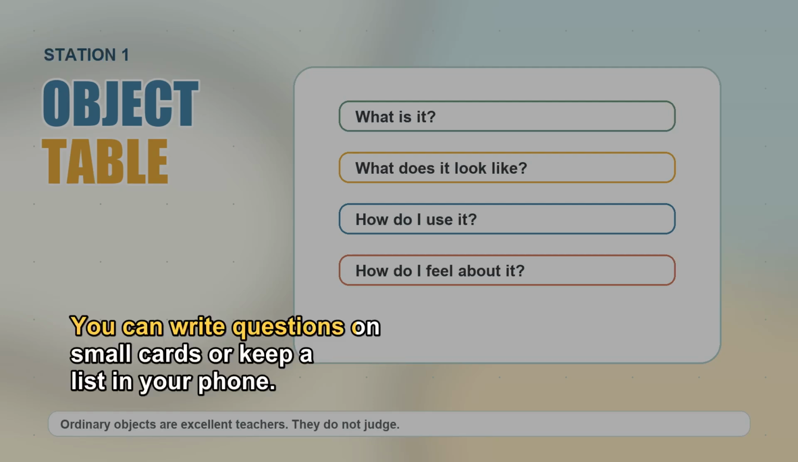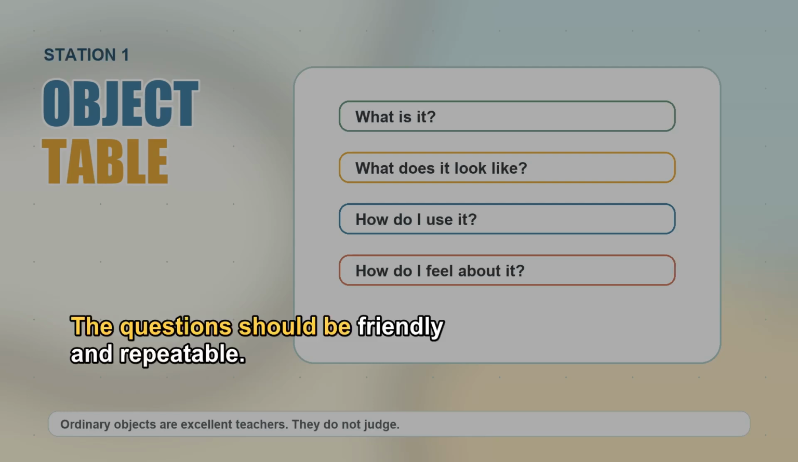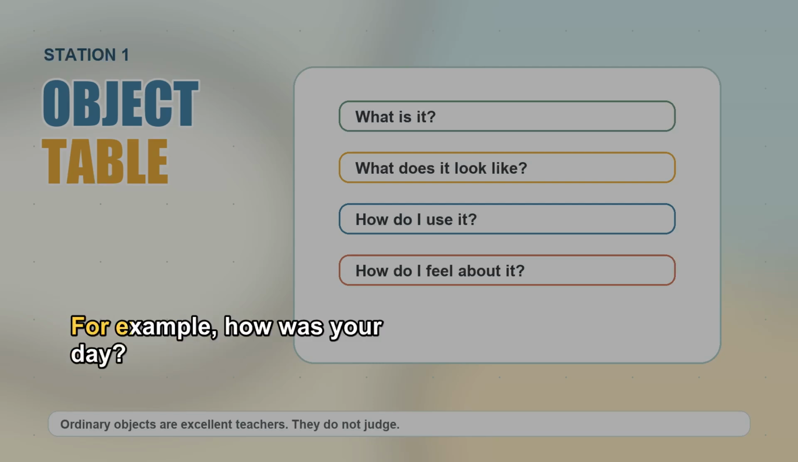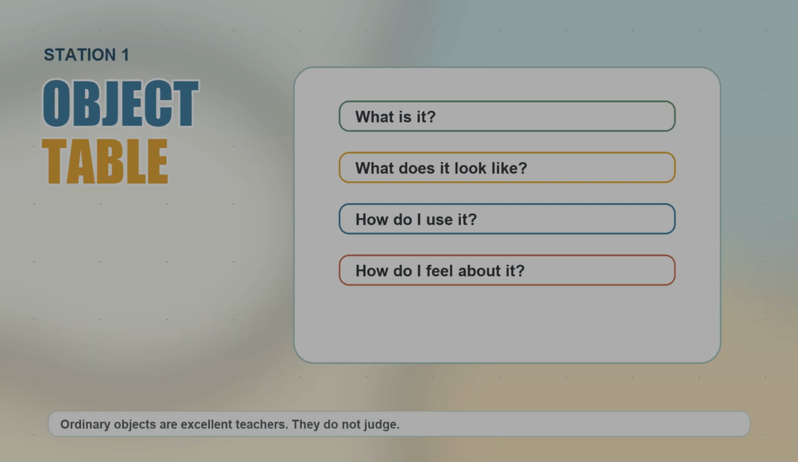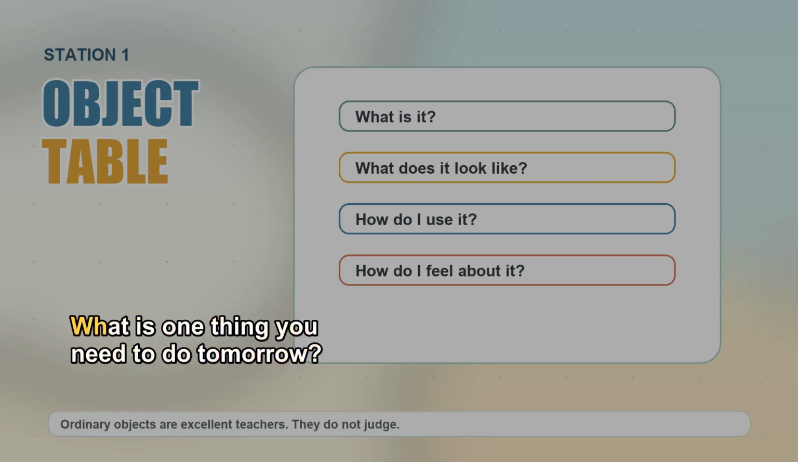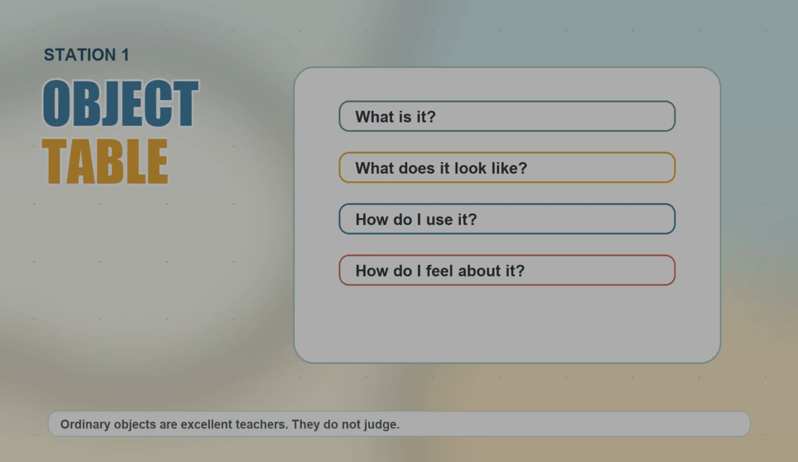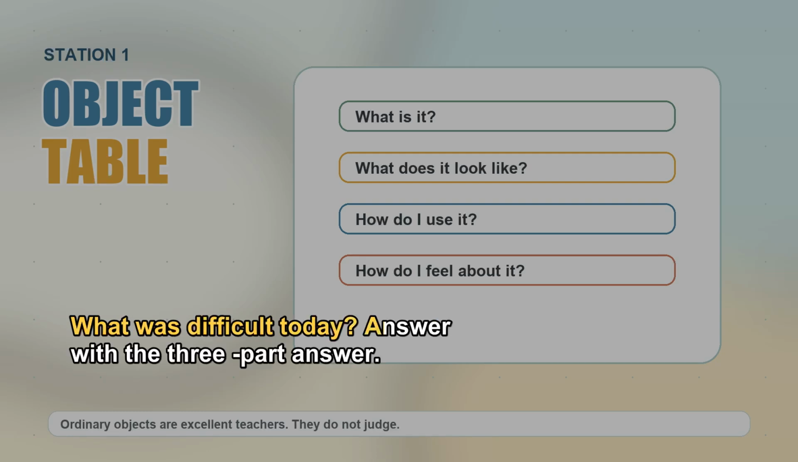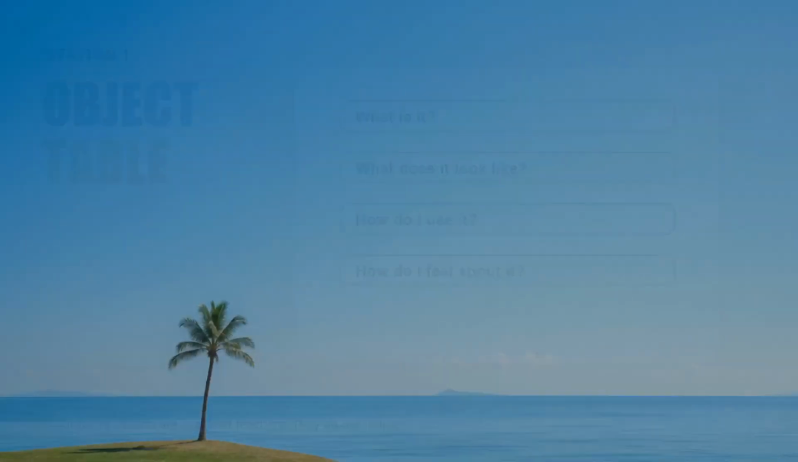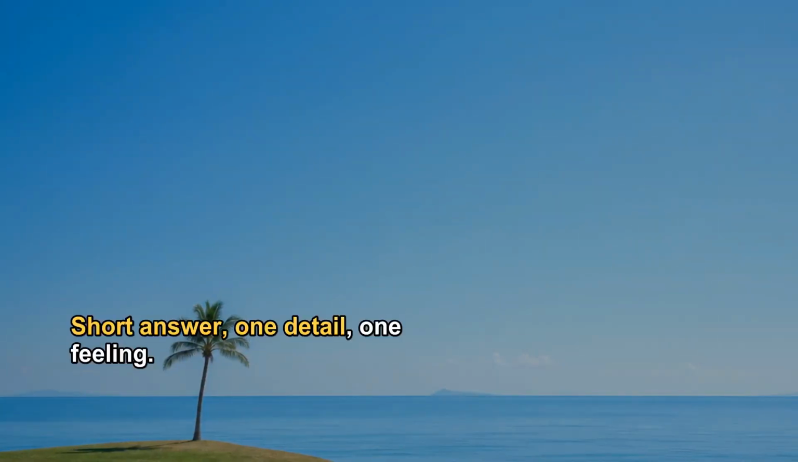You can write questions on small cards or keep a list in your phone. The questions should be friendly and repeatable. For example, how was your day? What did you eat today? What is 1 thing you need to do tomorrow? What made you smile today? What was difficult today? Answer with the 3-part answer. Short answer, 1 detail, 1 feeling.